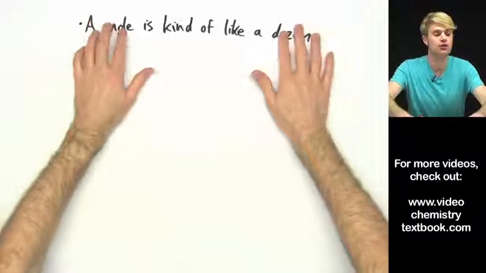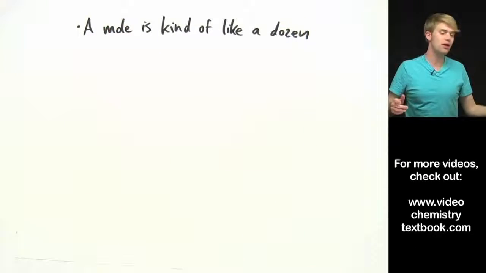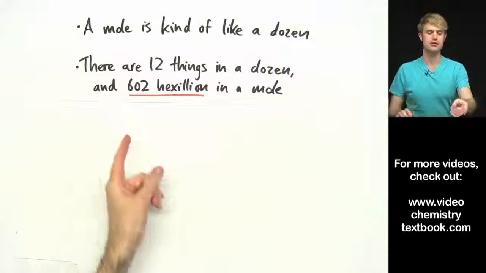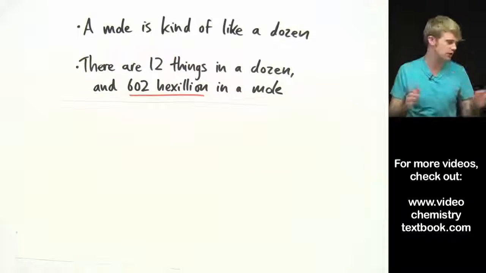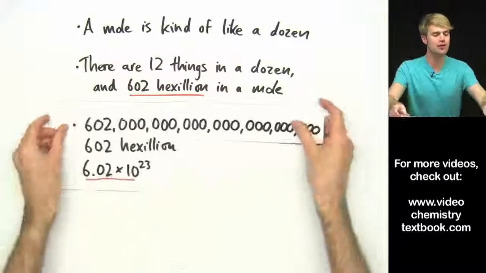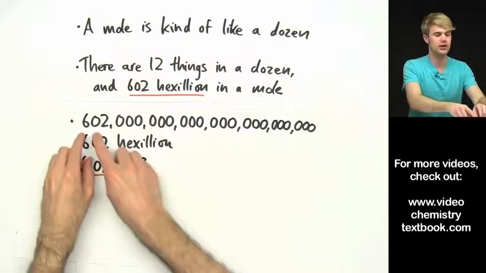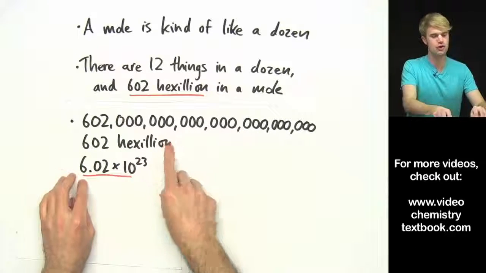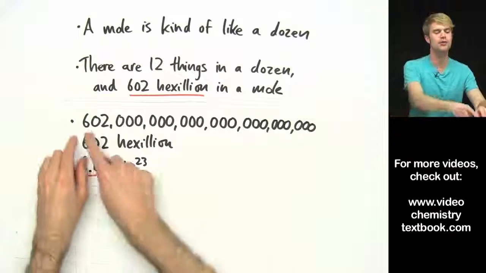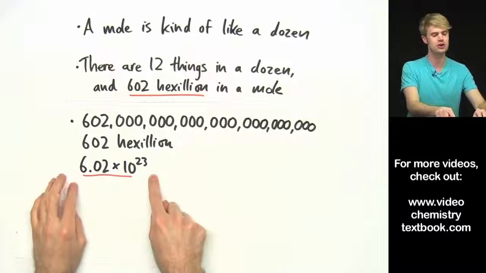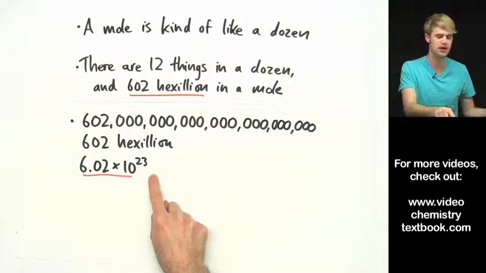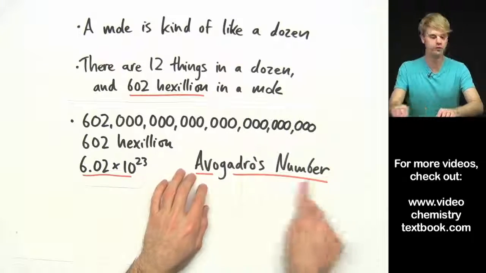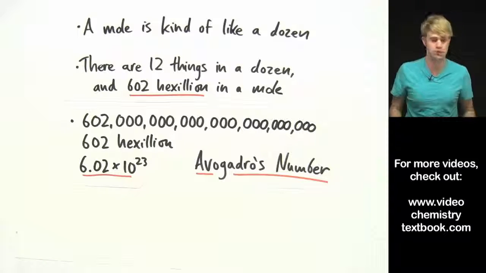So just to review what we've talked about, let's go over a few of the key points. So a mole is kind of like a dozen, except there are 12 things in a dozen and 602 hexillion things in a mole. We can write this number in a variety of ways. We can do 602 with 21 zeros after it. We can call it 602 hexillion, or most commonly, we can abbreviate this number in scientific notation as 6.02 times 10 to the 23rd. This number here, 602 hexillion, is often referred to as Avogadro's number.